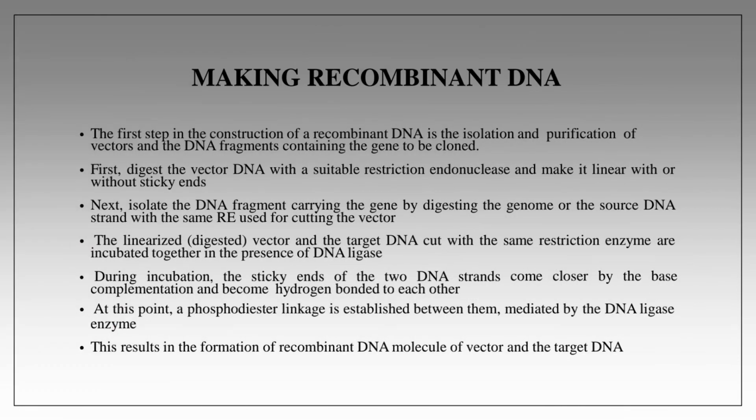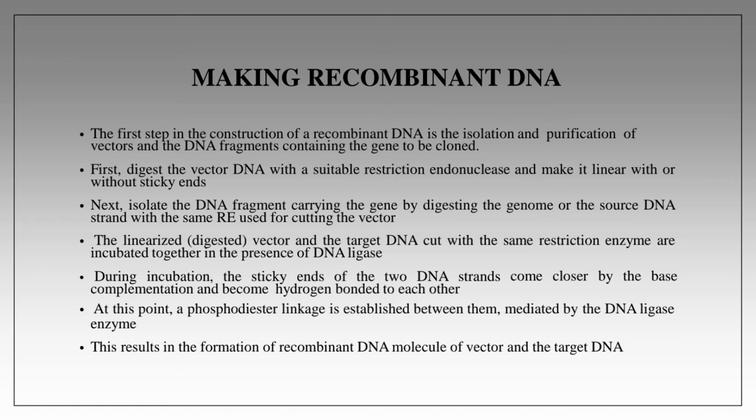Making recombinant DNA. The first step in the construction of a recombinant DNA is the isolation and purification of vectors and the DNA fragments containing the genes to be cloned. First, digest the vector DNA with a suitable restriction endonuclease and make it linear with or without sticky ends. Next, isolate the DNA fragments carrying the genes by digesting the genome or the source DNA strands with the same restriction endonuclease used for cutting the vector.